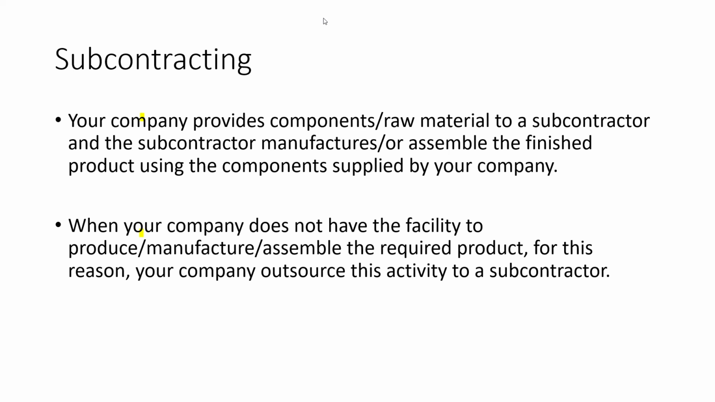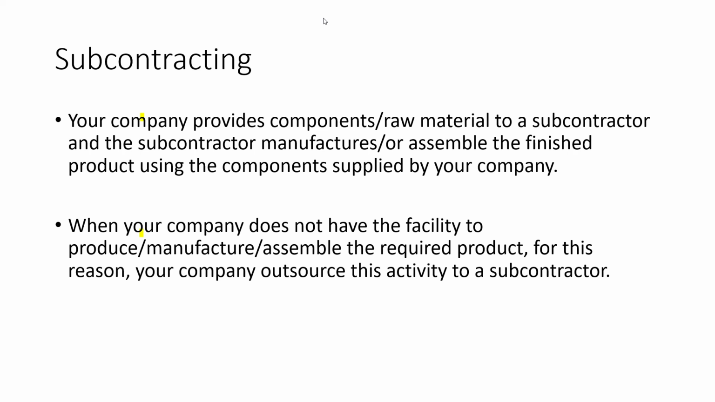Now let us discuss subcontracting. It's another type of procurement. Let's see what subcontracting is. Your company provides components or raw material to a subcontractor, and the subcontractor manufactures or assembles the finished product using the components supplied by your company.